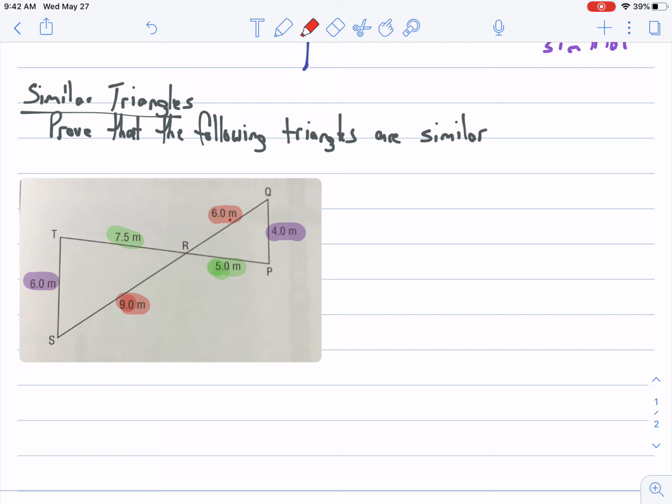I hope this helps you guys kind of determine this. It's not about similar triangles being the same size. They have to have the same angles and they have to have proportional side lengths, which means same scale factor.